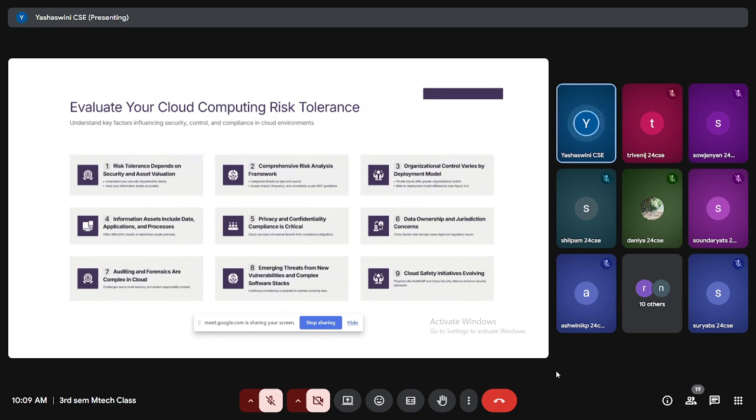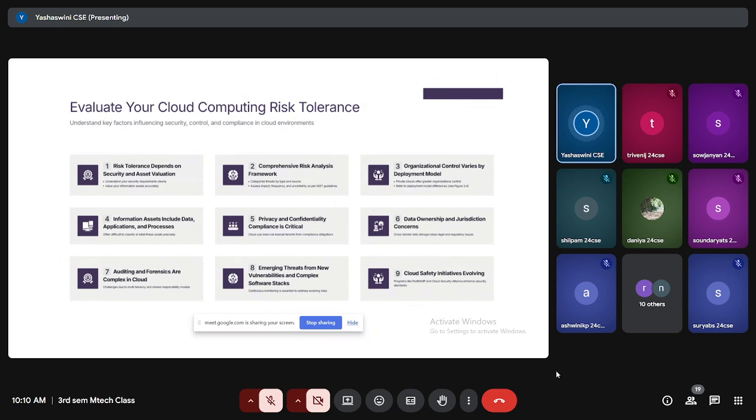Next, data ownership and jurisdiction concerns. So if there are cross-border data storage issues that arise, a legal or regulatory issue, then you have to identify how to avoid that, or how you will claim the ownership of data if one or more persons are claiming that it is their data. Okay, so if there is a threat over there, then that should be handled legally by using the jurisdiction concerns.